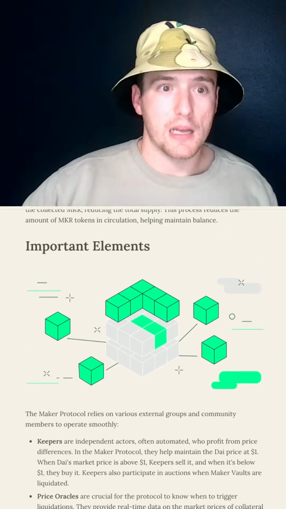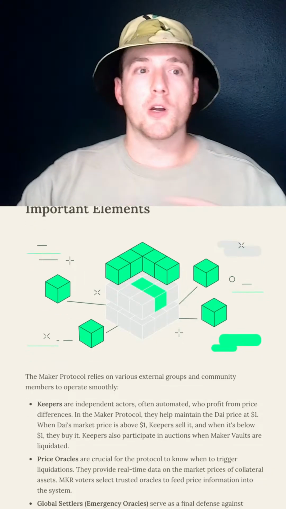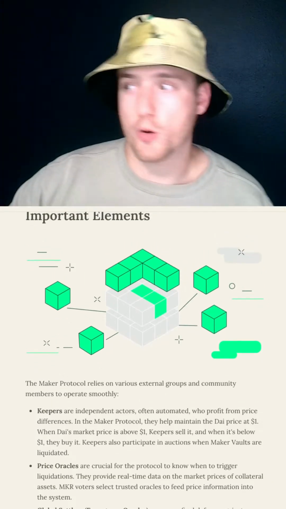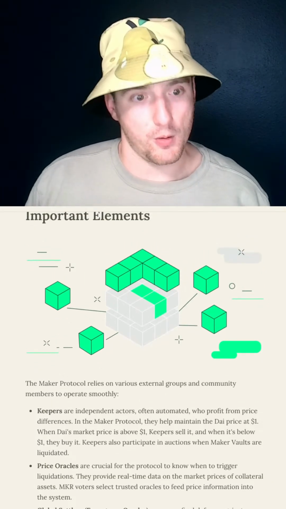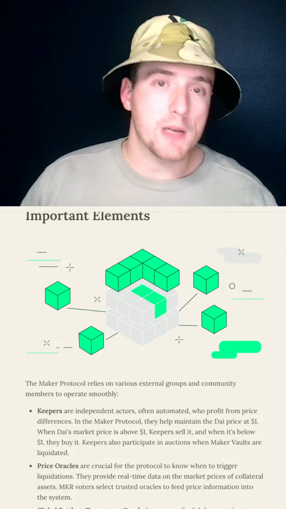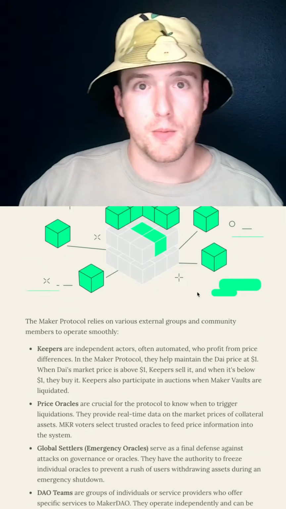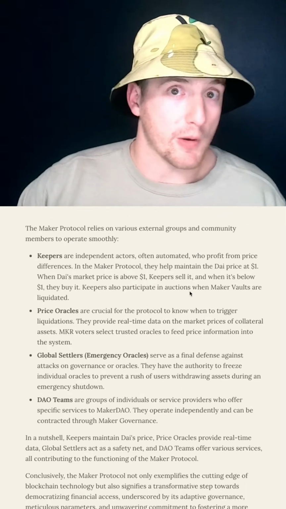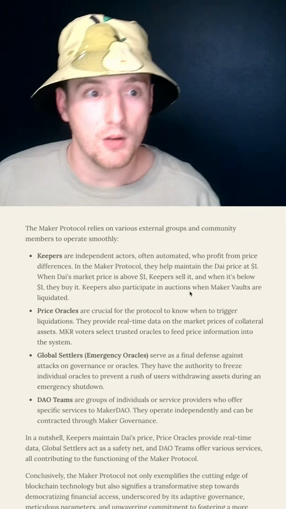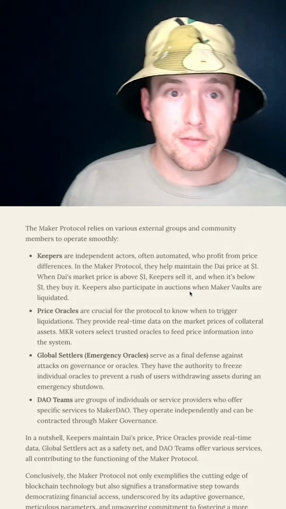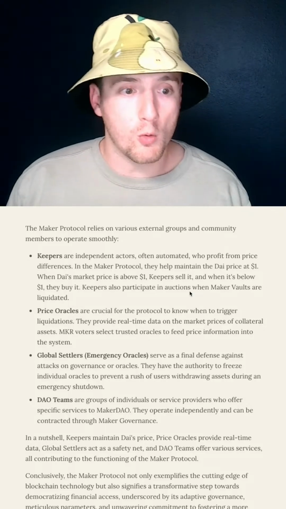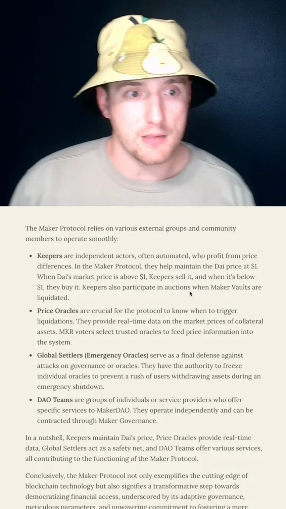Okay. And so after hearing how all of that works, there's some really important elements that come with the Maker protocol. Wherein that, because it is a DAO, it relies on a number of external groups and community members to help it operate, right? This isn't a business, it's a DAO. Those 4 different groups are keepers, oracles, settlers, and DAO teams.